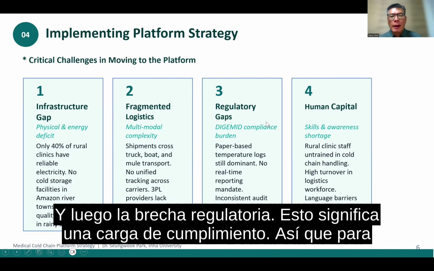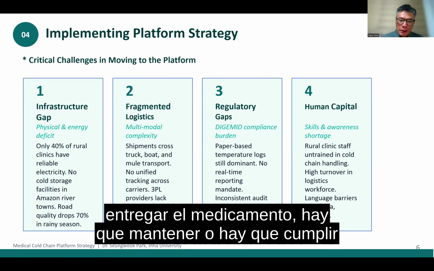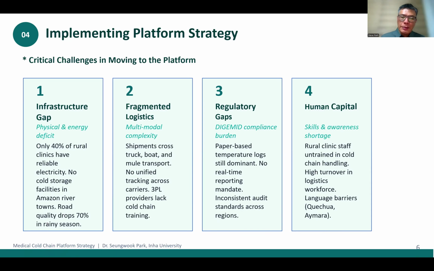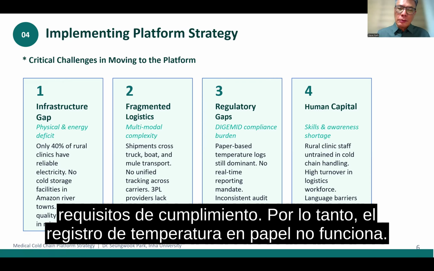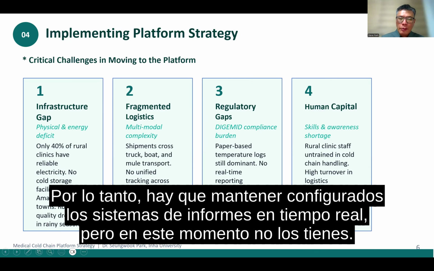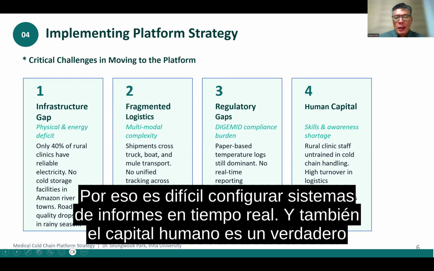And then regulatory gap, the compliance burden. In order to deliver the medication, you have to meet compliance requirements. So paper-based temperature logs are not actually working. You have to maintain real-time reporting systems, but right now you don't have them. So it is hard to set up real-time reporting systems.